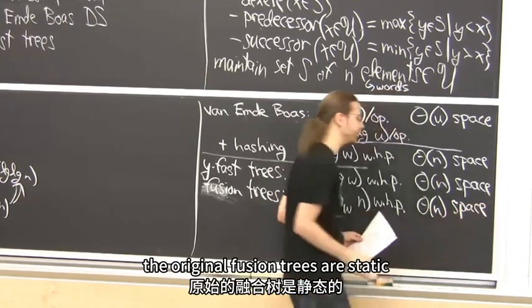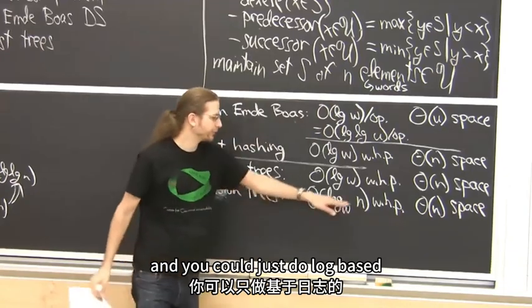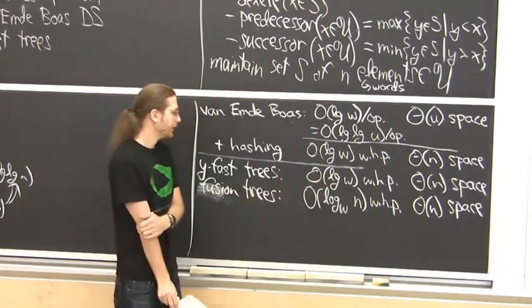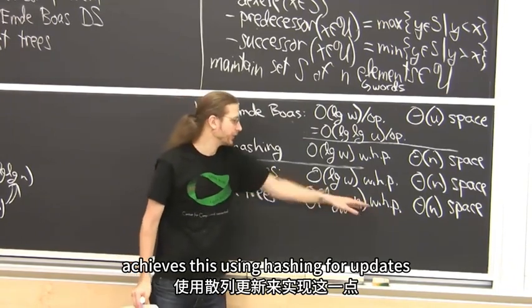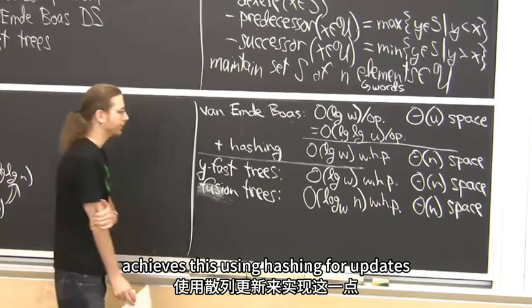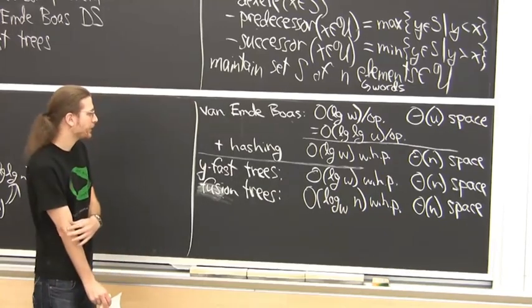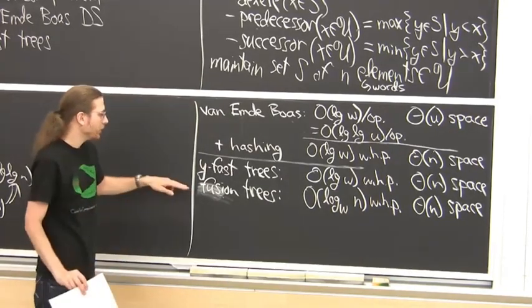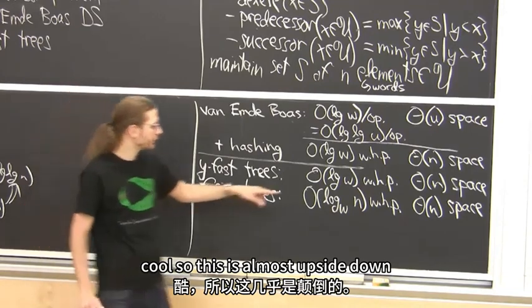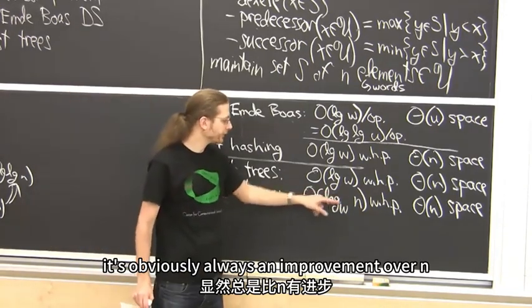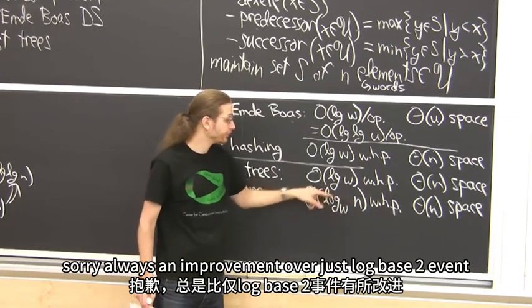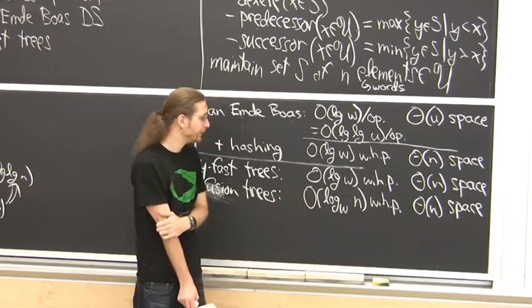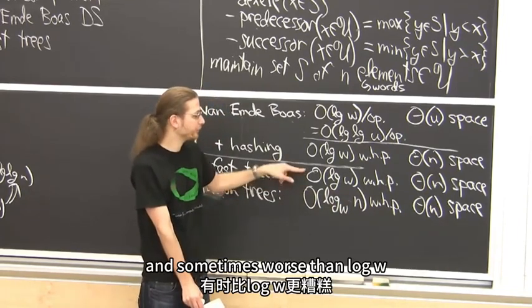The original fusion trees are static, and you could just do log base W of N deterministic queries. But there's a newer, later version that's dynamic, which achieves this using hashing for updates, insertions and deletions. Cool. So this is almost upside down. It's obviously always an improvement over log base 2 of N, but it's sometimes better and sometimes worse than log W.